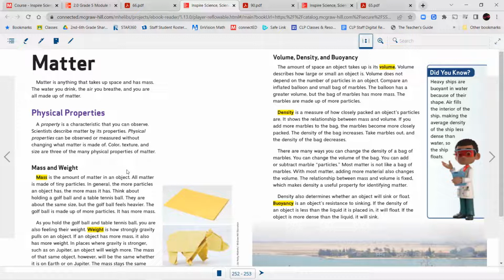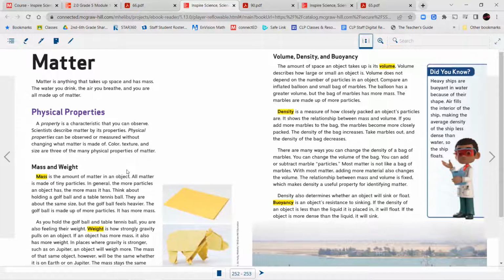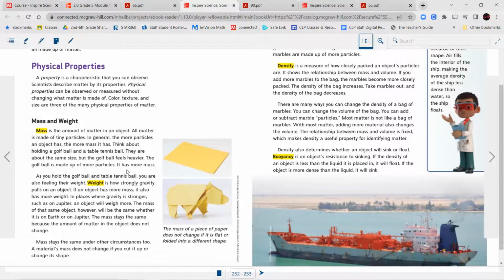Mass and weight. Mass is the amount of matter in an object. All matter is made of tiny particles. In general, the more particles an object has, the more mass it has. Think about holding a golf ball and a table tennis ball. This is a ping pong ball. They're about the same size, but the golf ball feels heavier. The golf ball is made up of more particles. It has more mass. As you hold the golf ball and the table tennis ball, you're also feeling their weights.